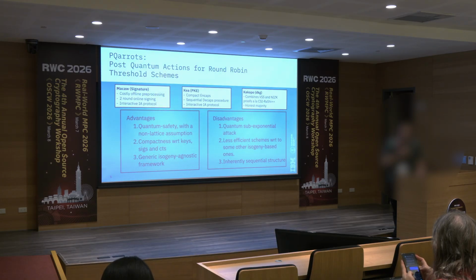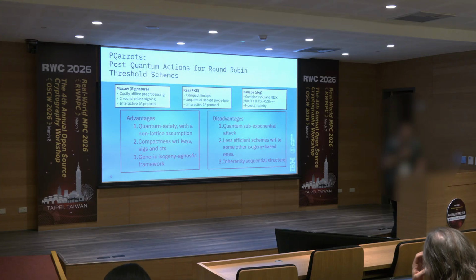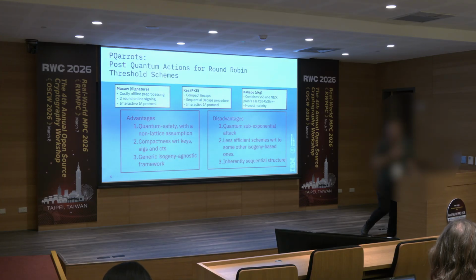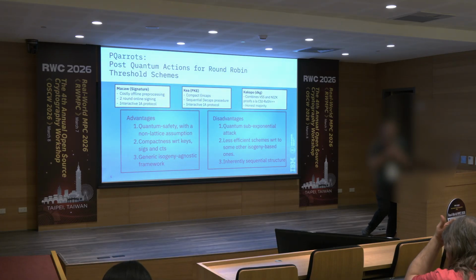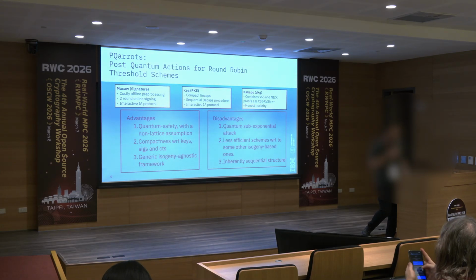And particularly, isogenies usually tend to be smaller than lattices. However, when we speak about isogeny-based group action, there are a few disadvantages. First of all, they have a quantum sub-exponential attack. This means that we really need to look closely at the parameters when we need to instantiate them. And they are less efficient with respect to other isogeny-based schemes, for example, like SQIsign.